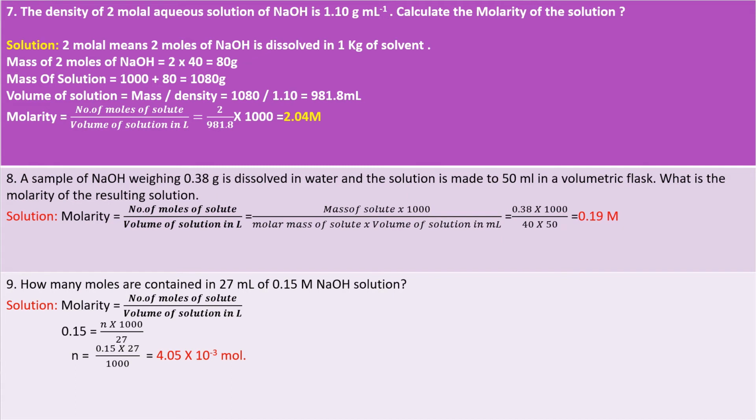Now the next is, the density of 2 molar aqueous solution of NaOH is 1.10 gram per ml, and we have to calculate the molarity of the solution.